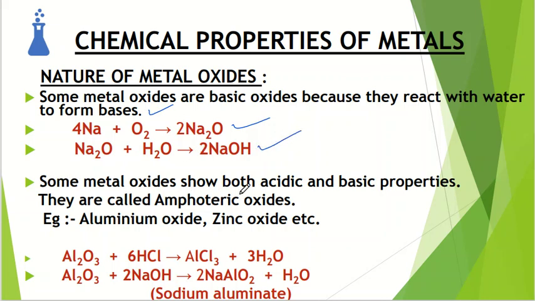Some metal oxides show both acidic and basic properties. They are called amphoteric oxides. Aluminum oxide and zinc oxide are examples of that. Aluminum oxide plus HCl gives us aluminum chloride plus H2O. Aluminum oxide plus sodium hydroxide gives us sodium aluminate plus H2O.